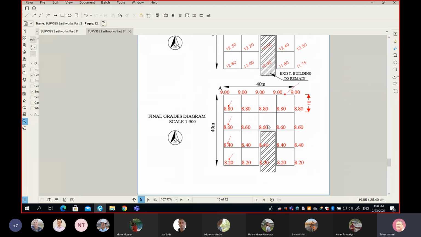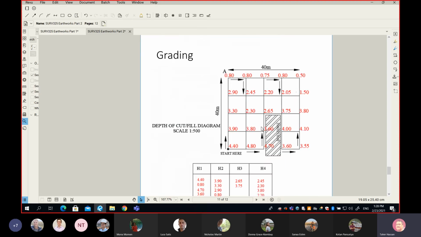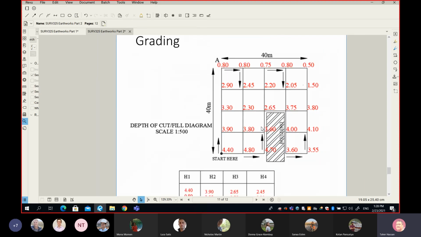Anybody tell me what should be the final step? Look at this. I have two diagrams. One is the existing ground diagram that comes from surveying, and this one comes from my design. I still have to build a third diagram, called the depth of cut or fill diagram. All you have to do is find how much my depth of cut is. The first problem was so easy because your final grade was constant, so all the elevations were minus 9.